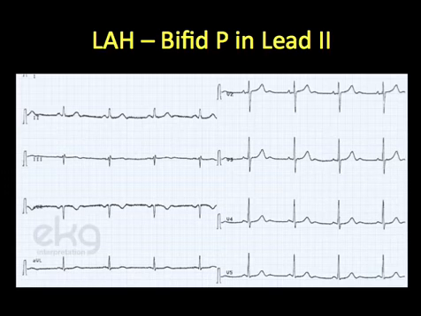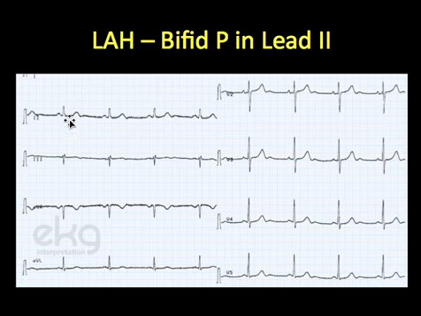Let's go to the left atrium. So left atrial hypertrophy, we will look at the P waves now. We were talking about atria now. So a bifid P wave in lead 2 is suggestive of left atrial hypertrophy or left atrial enlargement. So the best leads to look for P waves is lead 2 or lead V1. We will focus on lead 2 here, and a bifid P wave.